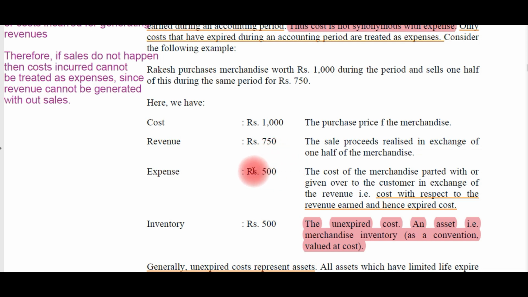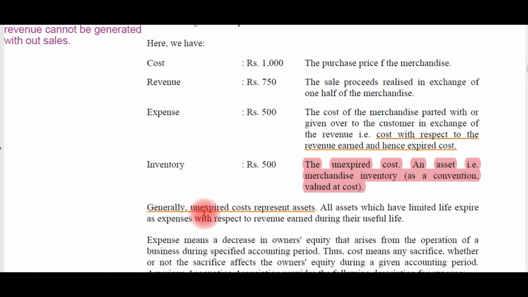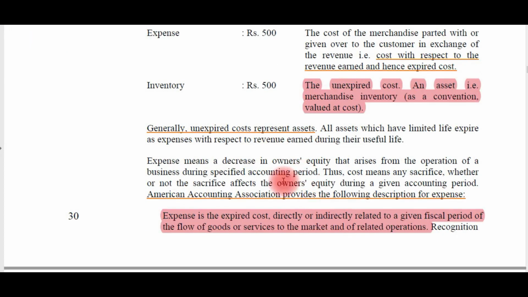This 500 rupees, which is the cost of the goods, is matched with the revenue. Okay, this is the expense. This can be treated as an expense. The remaining 500 which is not yet sold is treated as an inventory. This cost is not yet expired. The unexpired cost, which is an asset, is treated as an inventory. Generally, unexpired costs represent assets.